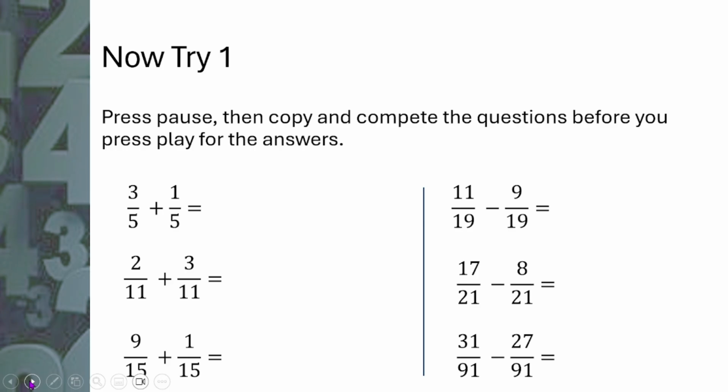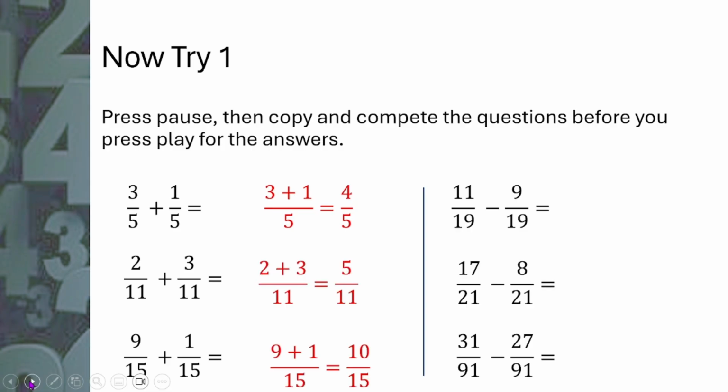Okay, here we go. So remember, if the denominators are already the same, and we call that common denominators, all we have to do is deal with the numerators. That's the top numbers. So in the first question, 3 plus 1 is 4. So we have 4/5. Second question, 2 plus 3 is 5. So we have 5/11. 9 plus 1 is 10. We have 10/15.